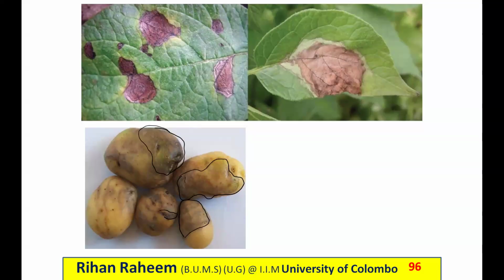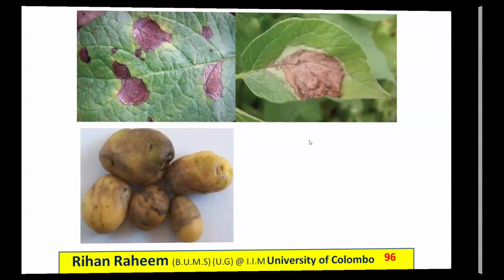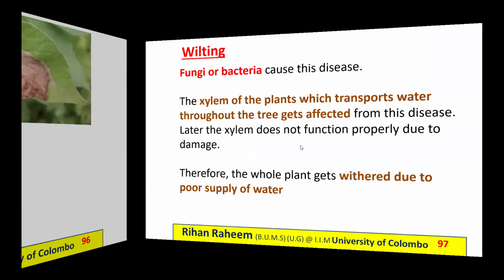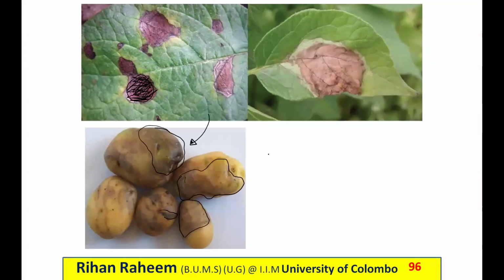Leaves also will show. Initially it will become dark brown and then finally it will become black and dead. In the leaf also we can identify. If you keep the potato for a long time, in potato also it will be there. If the plant is affected, directly the potato also will get affected. So that is known as late blight.